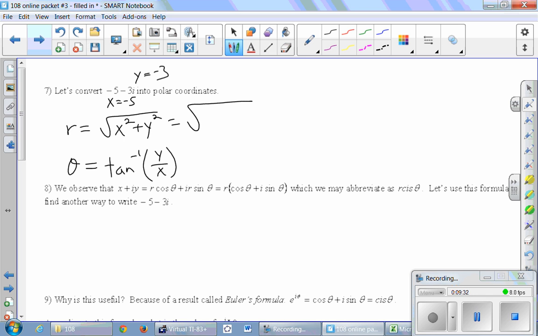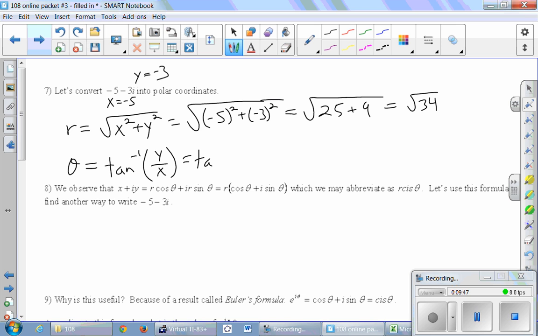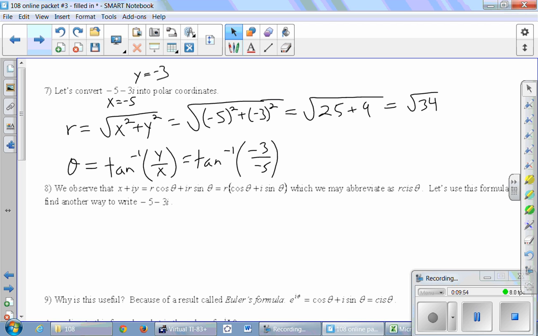So the first one says take the square root of negative 5 squared plus negative 3 squared, 25 plus 9, 34. And then inverse tan of, what do we do here? Negative 3 over negative 5. So let's type that on the calculator to get a decimal.